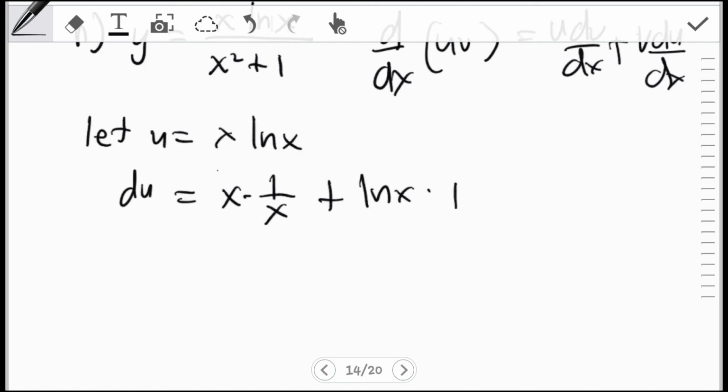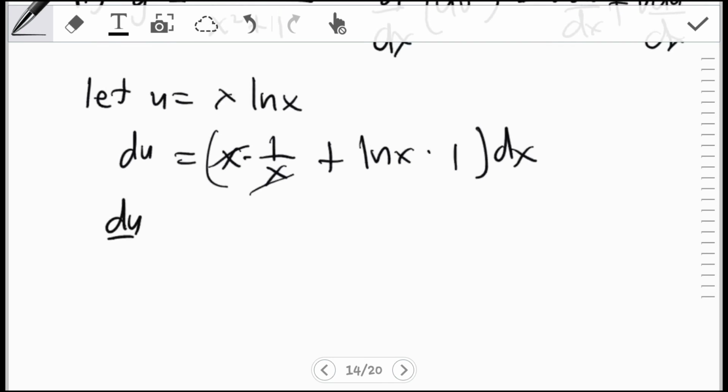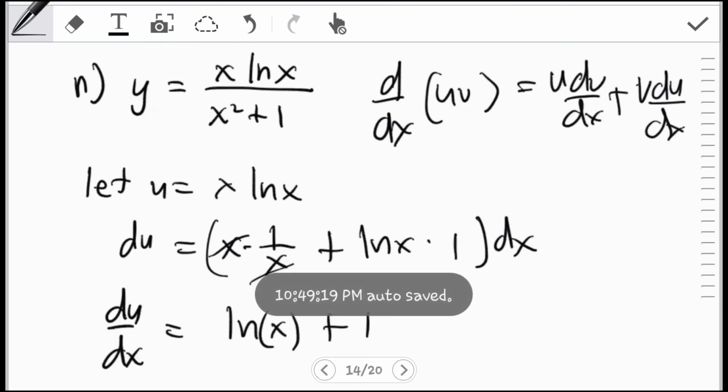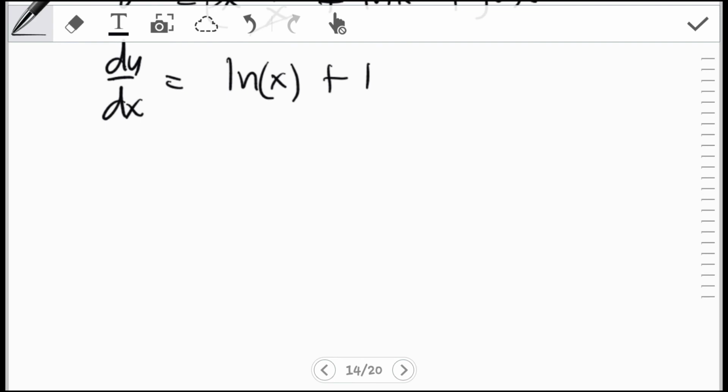So therefore the x here cancels. So du over dx is equivalent to ln x plus 1. Okay. Then v is x squared plus 1, or dv over dx is 2x.